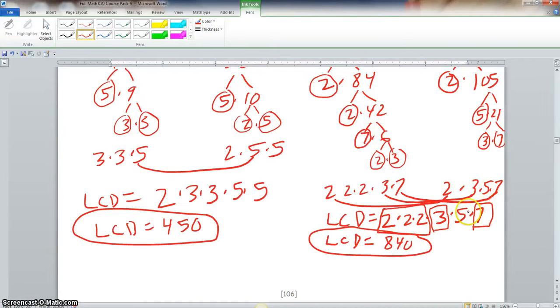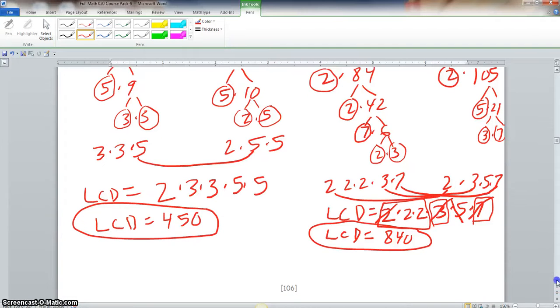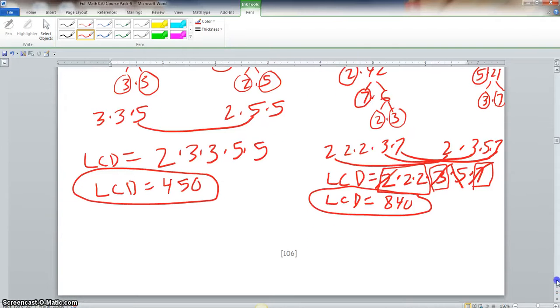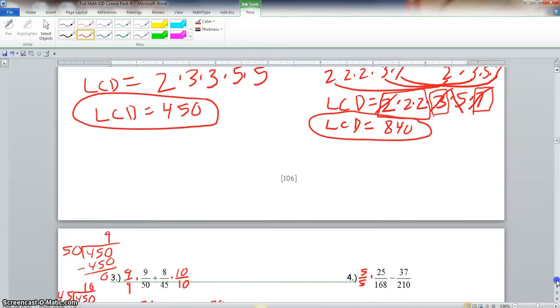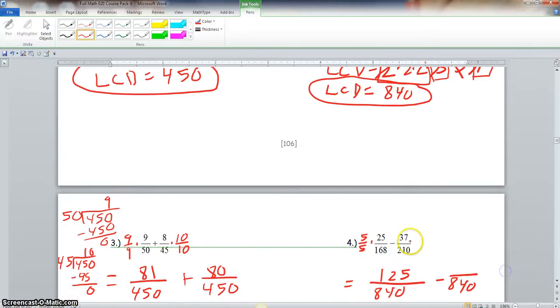So we go back down here to the LCD. This time I'm going to cross them out. Okay, so we'll cross out the 2, we'll cross out the 3, we'll cross out the 5, and we'll cross out the 7. Now the numbers we have left are 2 and 2. 2 times 2 is 4. So now we will multiply our numerator and denominator by 4. So we will multiply this numerator by 4 and this denominator by 4.